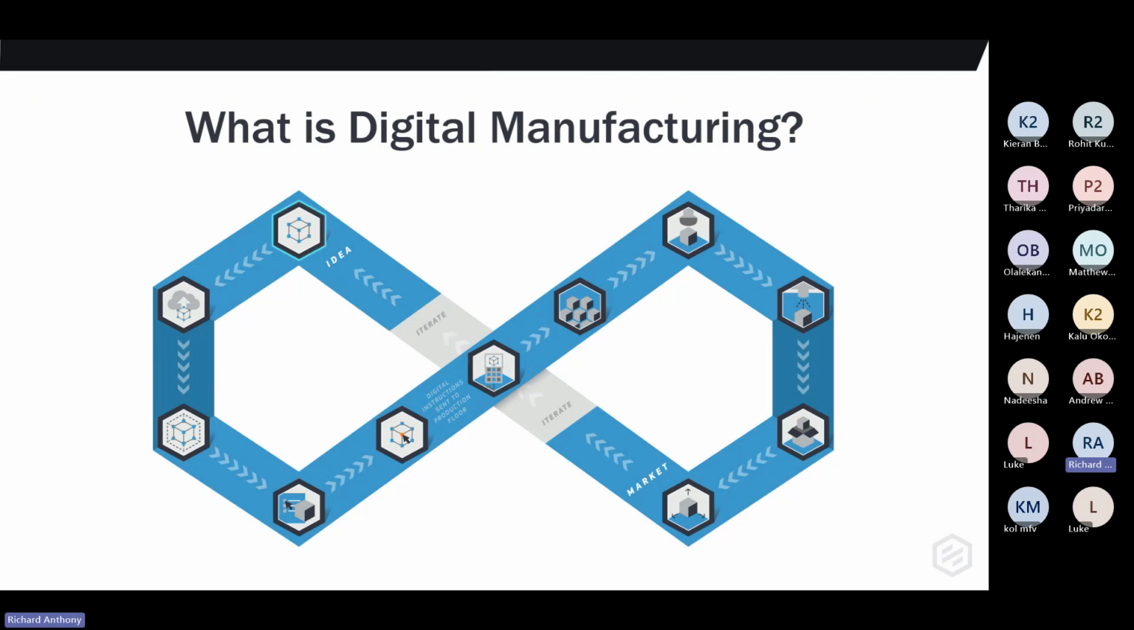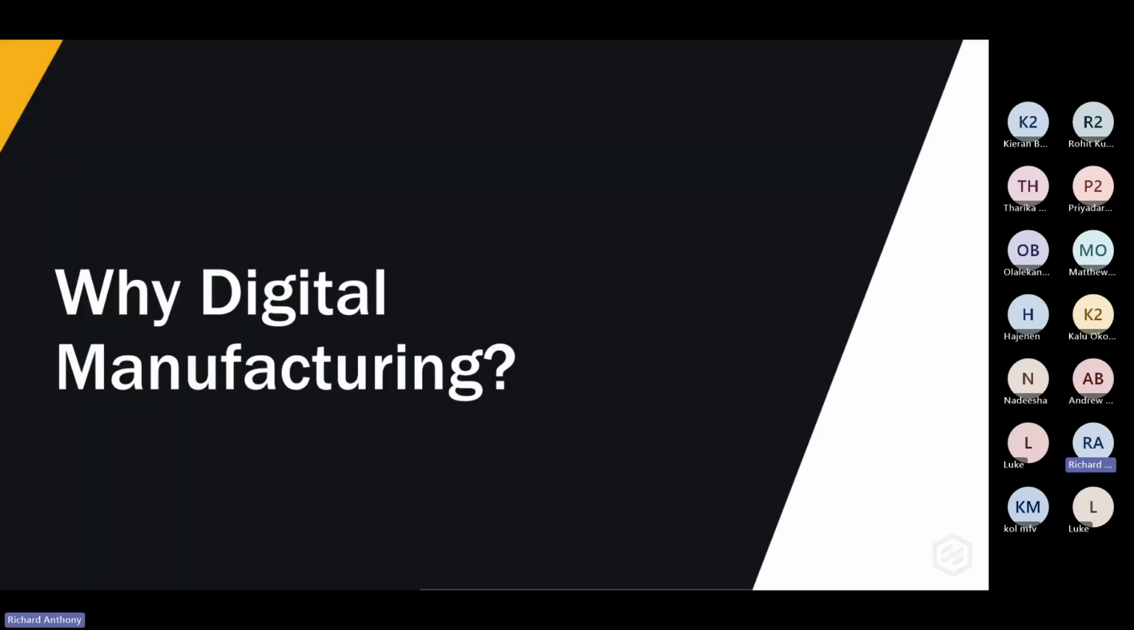I think most people perhaps would associate digital manufacturing with maybe additive manufacturing, 3D printing. But as you'll see as we go through this presentation, it's really any manufacturing process that can be automated through a digital thread. So next we'll talk about a little bit why we might want to use digital manufacturing.